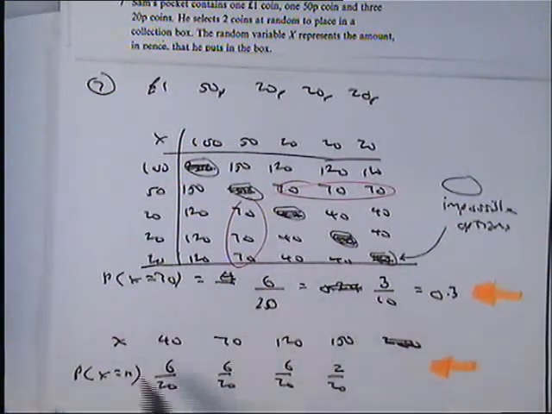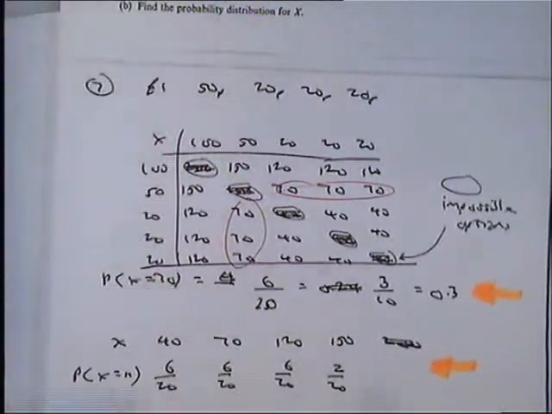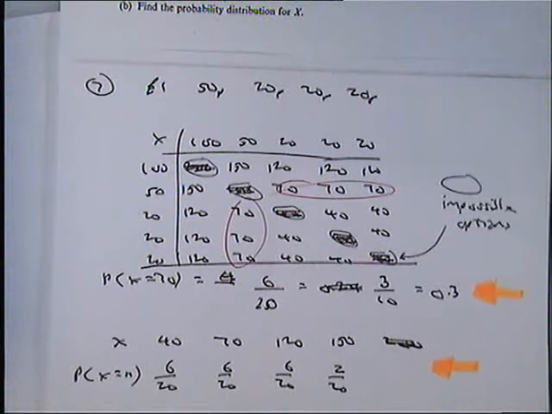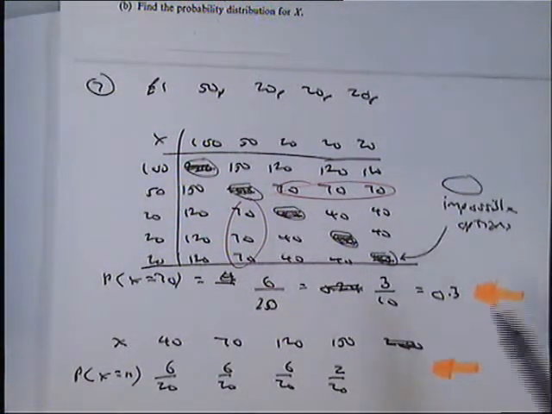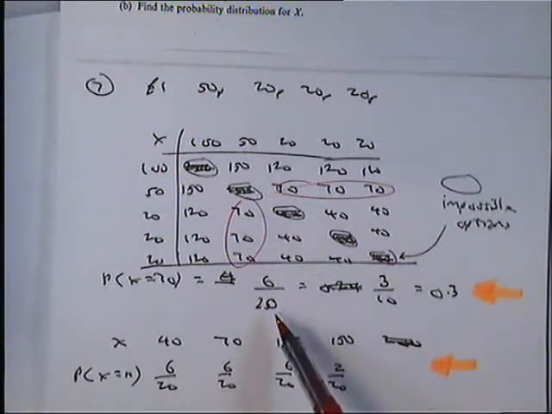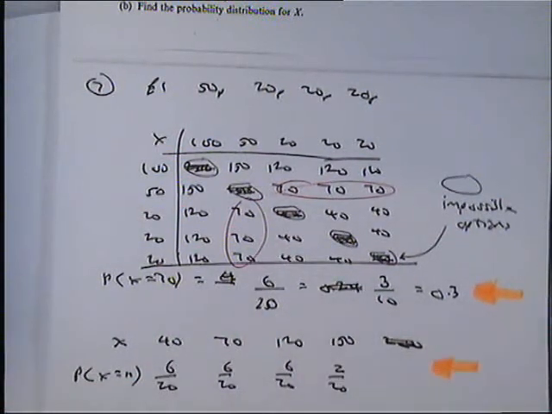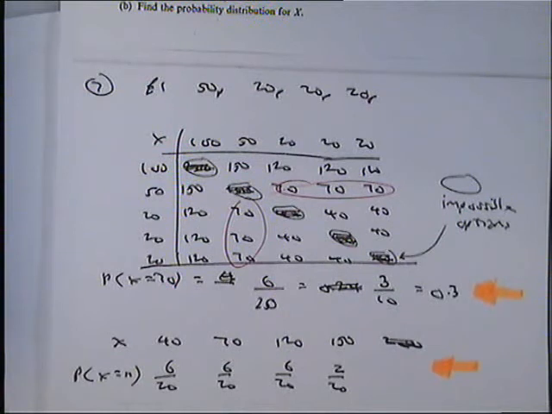You can do similarly with the other ones, just count them up out of 20, and then you get the probability distribution down here. And for part A, you just had to show that the 70 was 0.3. Well, it came out to be 6 out of 20, which is 3 out of 10, which is the 0.3 that they were after.